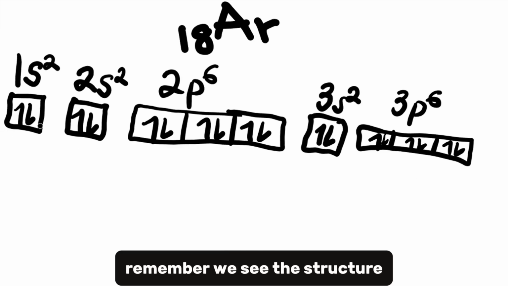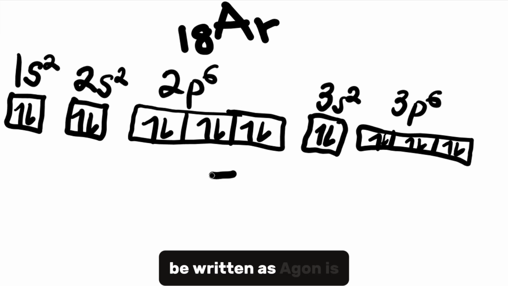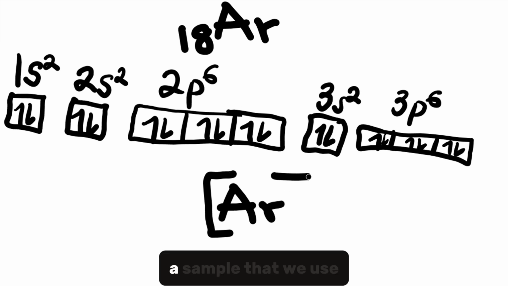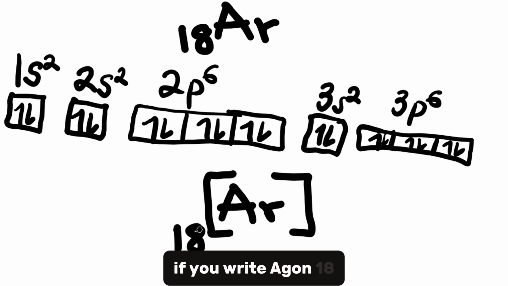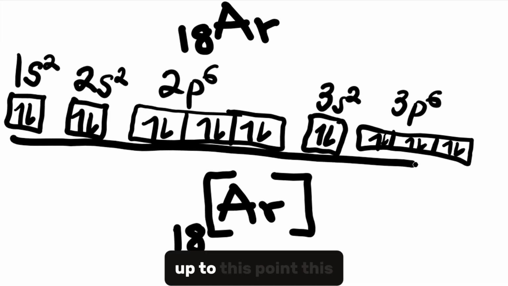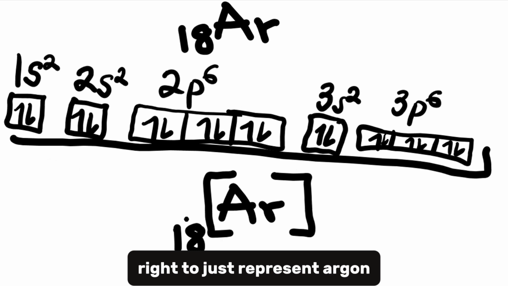Remember, we see the structure. Argon is from 1s2 fully filled up to 3p6, right? So this one can also be written as argon, a symbol that we use to capture all this. If you write argon 18 like this, it means that we assume it has been filled in this way up to this point. This is just a shortcut, to represent argon in this way.